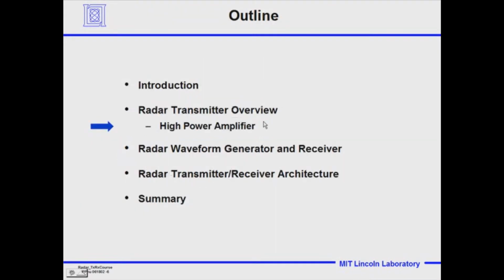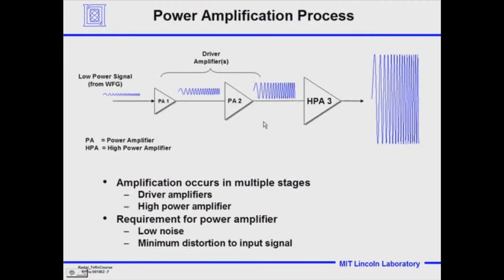Now let's look at high power amplifiers for a couple of minutes. What are we doing when we amplify the signal? We start off with a very low signal from the waveform generator, and then we amplify usually in a series of stages. The first set of stages are called driver amplifiers, and they amplify somewhat. They don't do the gigantic amplification in the high power amplifier.